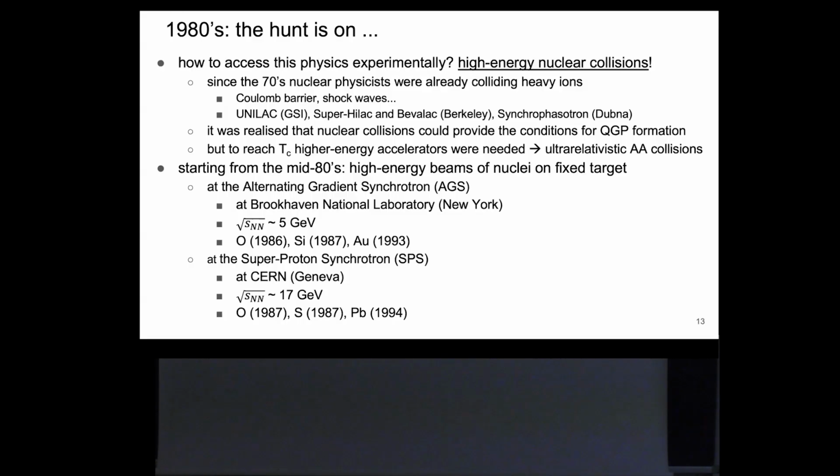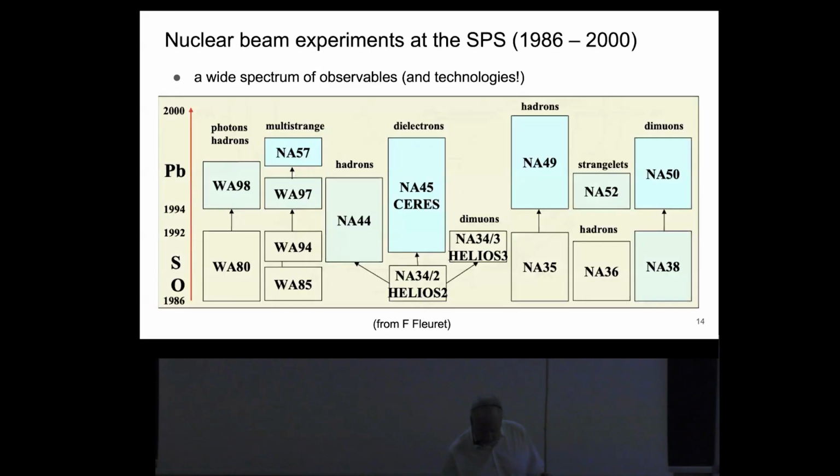So the idea was to go to higher energy colliders, or at that time it was still fixed target accelerators, and try to accelerate nuclei, try to accelerate heavy ions. This was started in the 80s at BNL, at the AGS, with oxygen and then silicon, and then the truly heavy gold. And in parallel, at the SPS at CERN, at higher energy, again with oxygen and then sulfur in that case, and then lead starting from 1994.